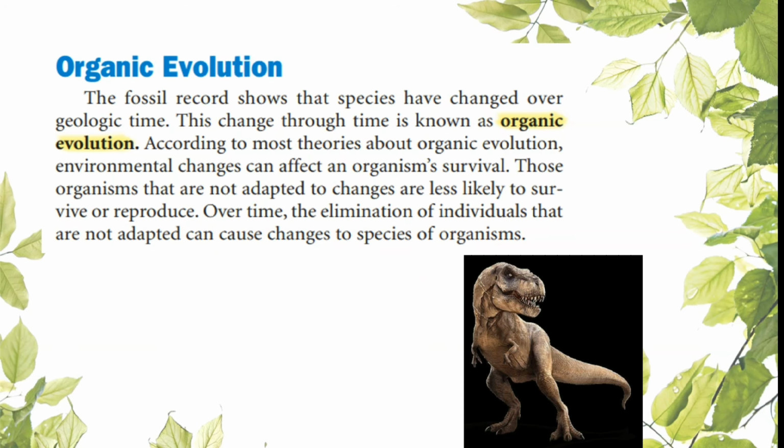Organic evolution. The fossil record shows that species have changed over geologic time. This change through time is known as organic evolution. According to most theories about organic evolution, environmental changes can affect an organism's survival. Those organisms that are not adapted to changes are less likely to survive or reproduce. Over time, the elimination of individuals that are not adapted can cause changes to species or organisms.